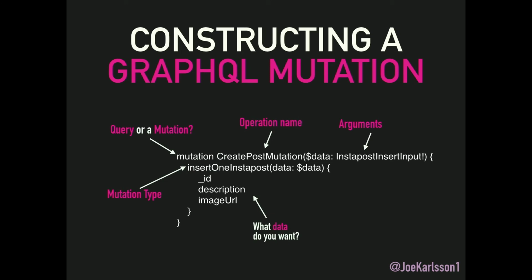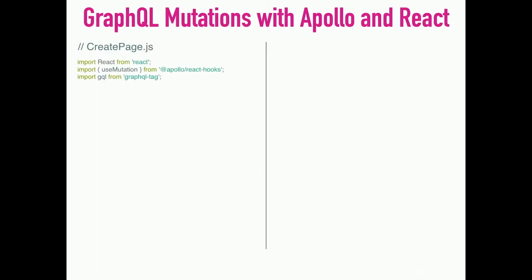Here's a quick little how-to. I'll post this at the end too, of how to construct a mutation with GraphQL. So how do we do this here? I'm going to go a little bit fast for time reasons, but if you are interested, all the code is online. It's very similar. We're constructing that mutation using GraphQL tag.